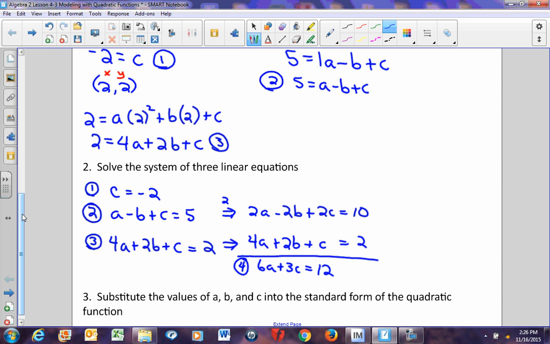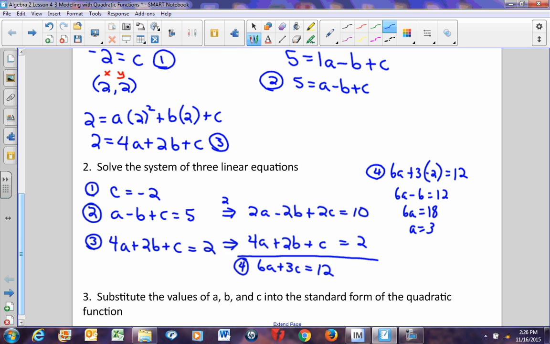Now I can take equation number 4, and now that I know that c equals -2, I can plug back in there and solve for a really quickly. So 6 times a plus 3 times c, but c is -2, has to equal 12. So 6a minus 6 equals 12. 6a equals 18, so a equals 3. I now know that a equals 3.